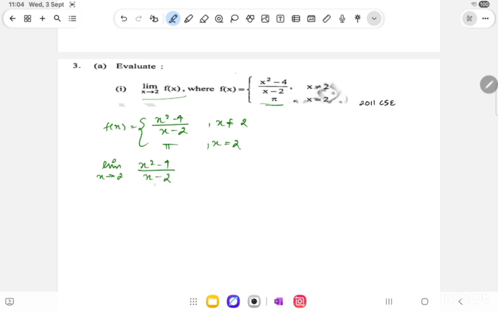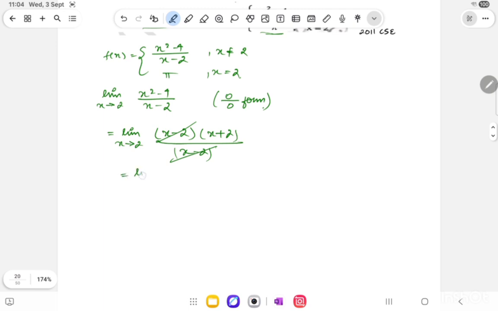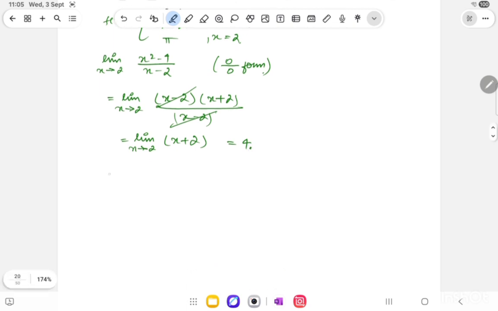Either I can substitute x equals 2 directly, but then it will be 0 upon 0 form. So I can use L'Hopital, or I can write it as (x minus 2) into (x plus 2) divided by (x minus 2). And since x is not equal to 2, this term cancels out. So my limit is equal to the limit of x plus 2, which is equal to 4. So the limit of f(x) as x approaches 2 is equal to 4.